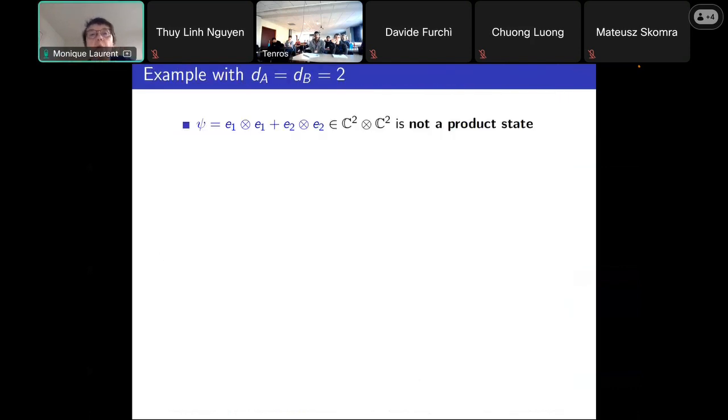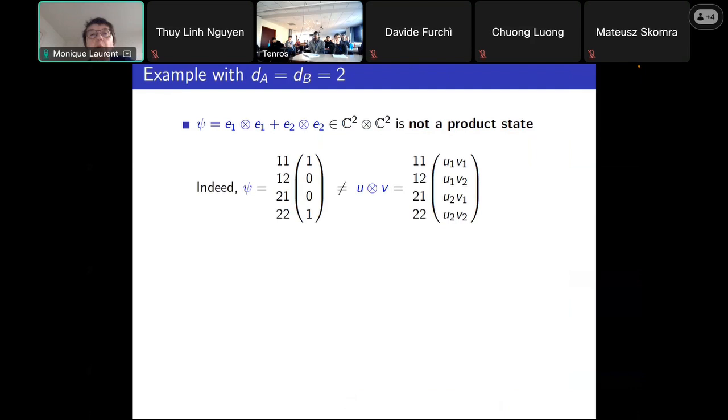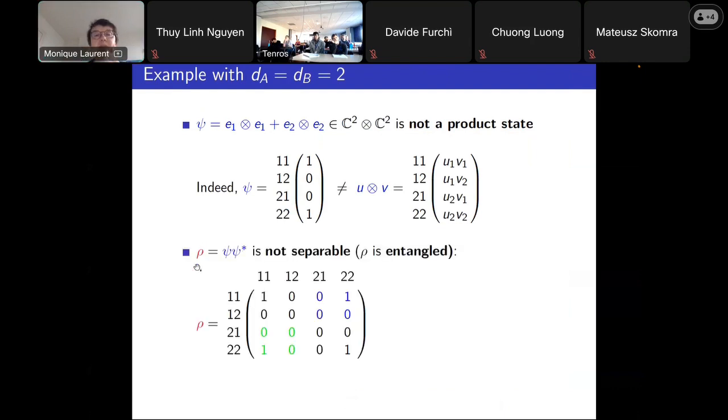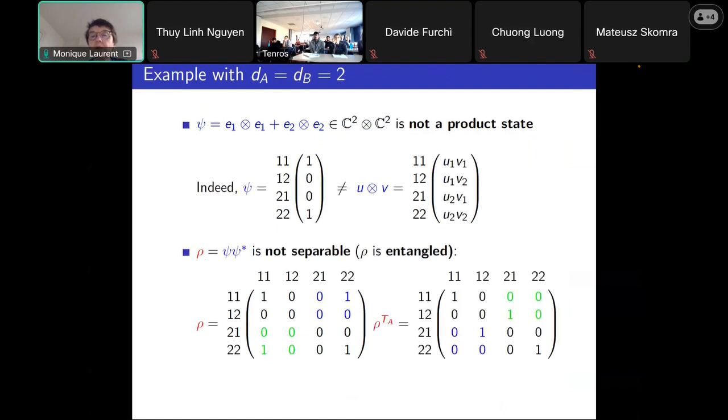So maybe I will let you look at this slide as an exercise. So this was giving a vector which is not a product state, and its corresponding pure state rho, which is psi psi star, is not separable because rho is positive semidefinite, but the partial transpose is not positive semidefinite.